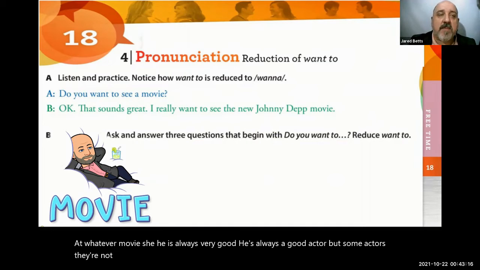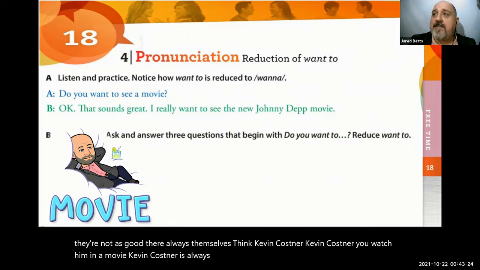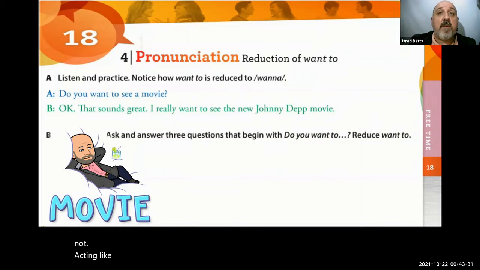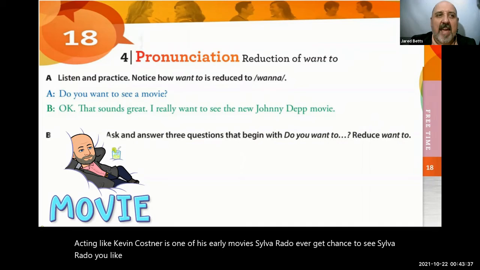They're always themselves. Think Costner. Kevin Costner, you watch him in a movie, Kevin Costner is always Kevin Costner. The only movie that I can say that he's not acting like Kevin Costner is one of his early movies, Silverado. Ever get a chance to see Silverado? If you like Westerns, go watch it. You'll like it.